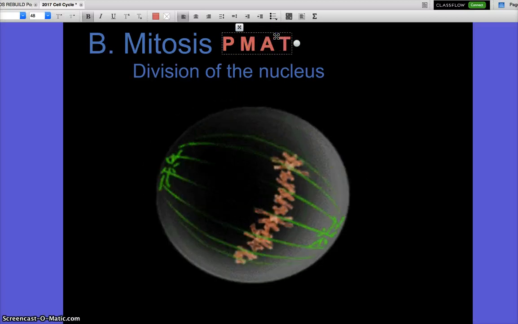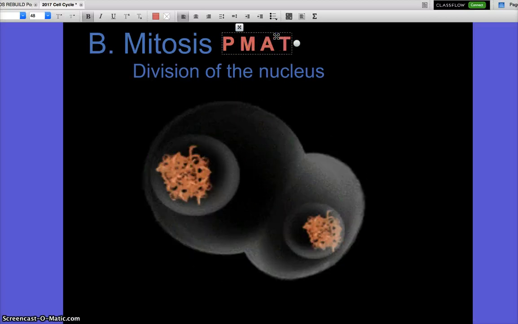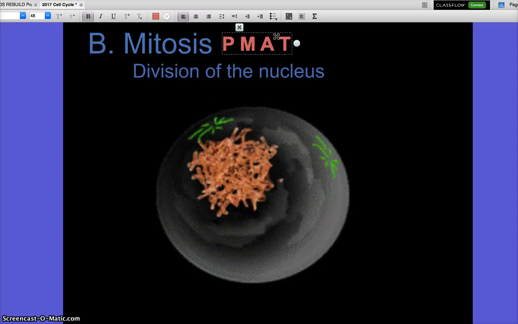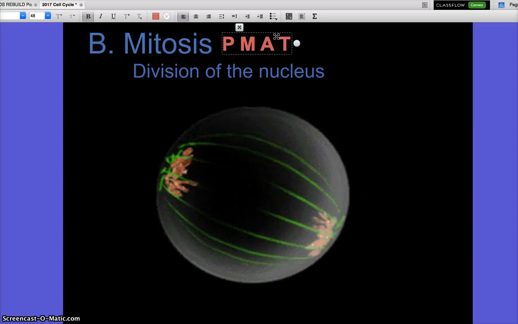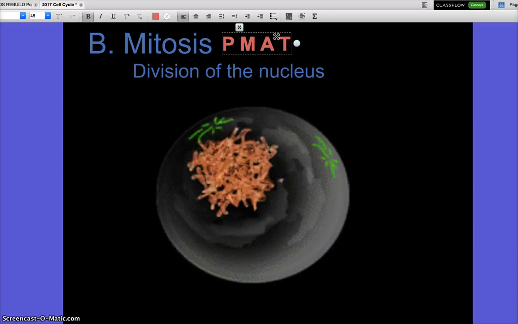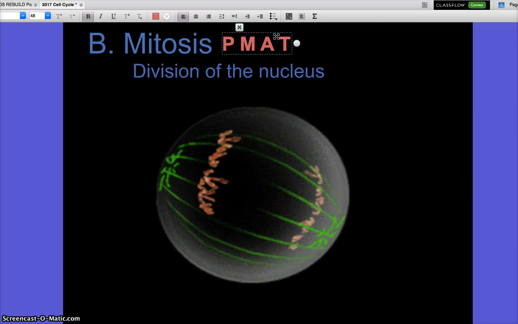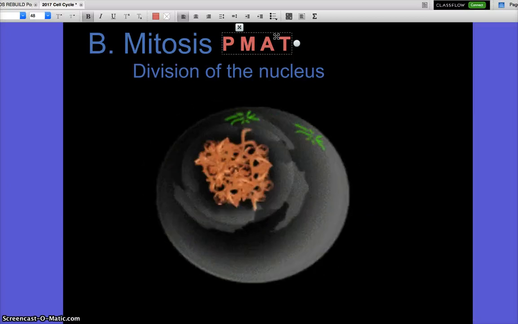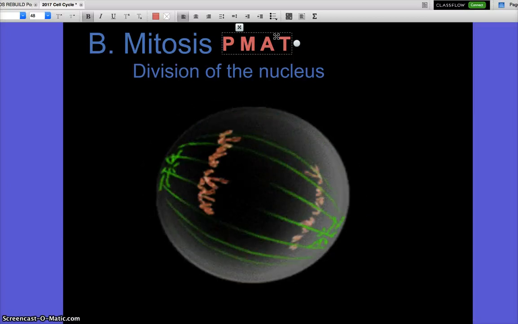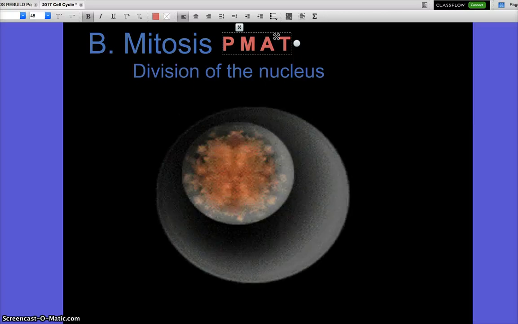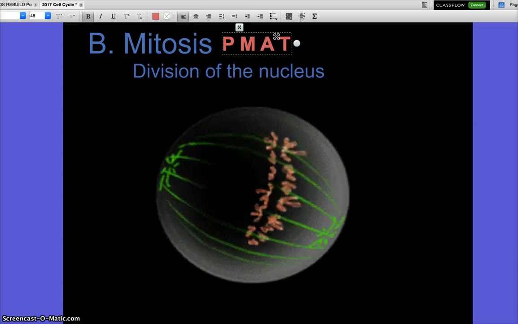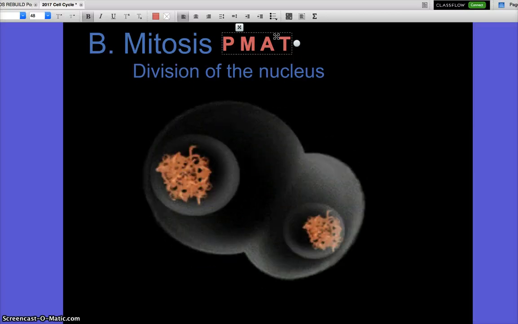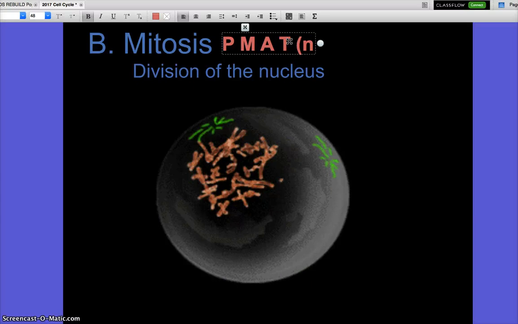Anybody know what the phases of mitosis are? You know the first one. What is it? Prophase. Anybody know the second one? Metaphase. What's the third one? Anaphase. What's the fourth one? Telophase. PMAT. Prophase, metaphase, anaphase, telophase. You need to know the order.